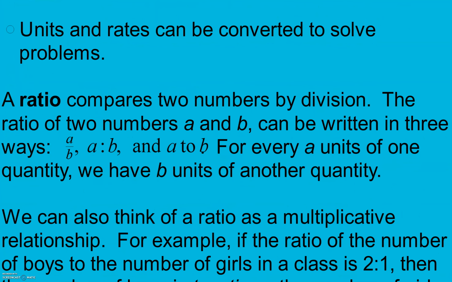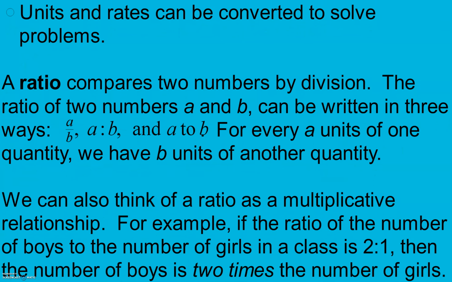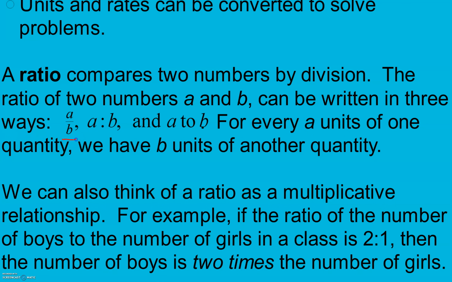A ratio compares two numbers by division. The ratio of two numbers a and b can be written in three ways. We can write it as a fraction, a over b, with a colon, a:b, or we can just write it in words, a to b. For every a units of one quantity, we have b units of another quantity.